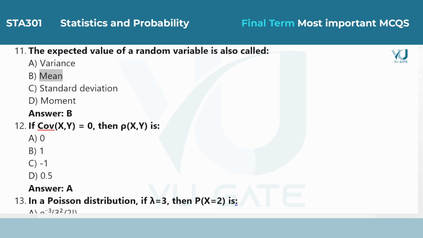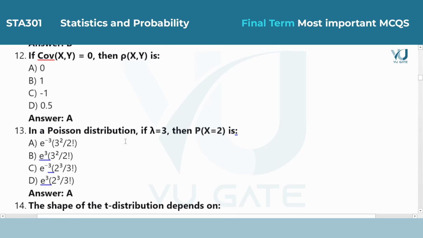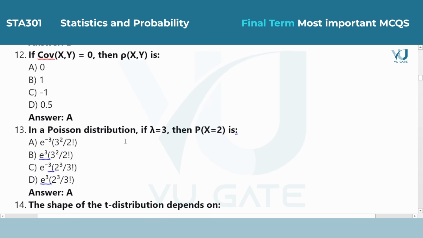Answer: B. Mean. Explanation: the expected value is the long-run average value of a random variable, which is the arithmetic mean. Question: if covariance of x and y equals 0, then rho of x and y is? Answer: A. 0. Explanation: rho represents the correlation coefficient. If there is no covariance, there is no linear correlation.